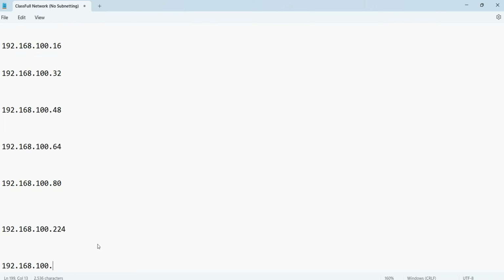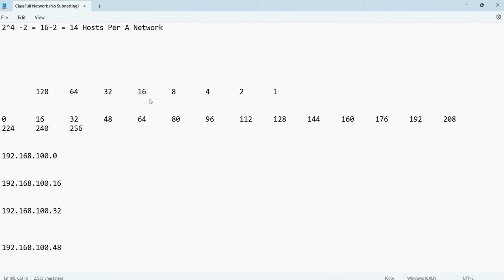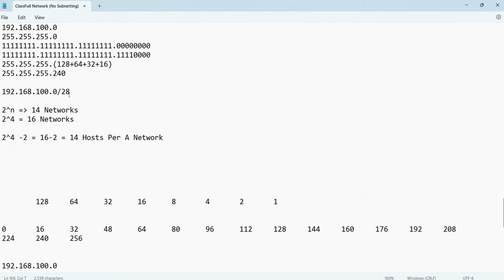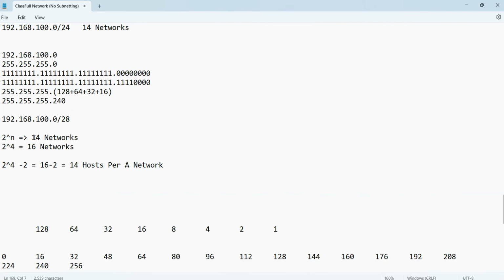What? 240. So if you count how many networks, network number one, network number two, network number three, 4, 5, 6, 7, 8, 9, 10, 11, 12, 13, 14, 15, 16. So I do get 16 networks, but I'm looking for how many networks? 14. And that was the closest number, by borrowing 4 bits. The subnet mask for all my networks is .240, which means it's a slash 28, right?